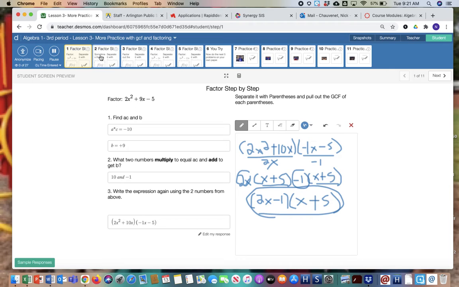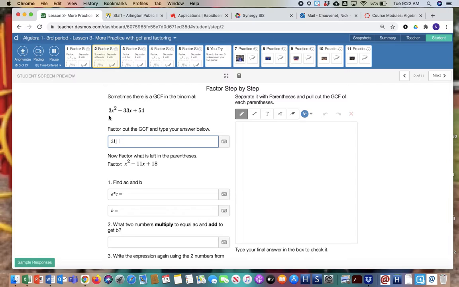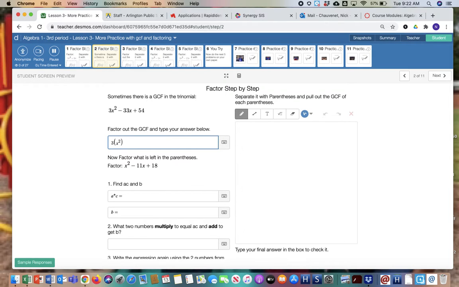All right, so as we move forward here, this is the only one where we're kind of seeing something a little different. This is where we have a GCF and then we still have to factor. So sometimes there's a GCF in the trinomial. So right here we see these terms. What that means is when I look at this, what number could divide into all of these? Well, can all these be divided by 3? So here's what would happen. You take a 3 out, and now you divide everything by 3, and we're left with this, right? So when we factor out that GCF, then we're left with x squared minus 11x plus 18. Okay? And now we're just going to factor what's left.